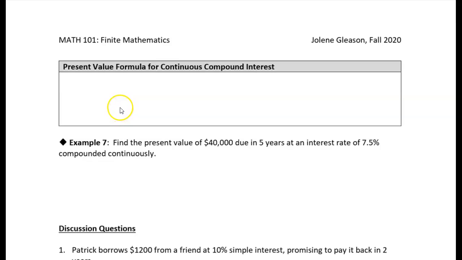All right, so we can also find present value for continuously compounded interest, right? So we had the formula that A is equal to P e to the RT. Now, if we rearrange that by just dividing both sides by e to the RT, those cancel, and we end up with the formula for P. So we solve for P. P is equal to A over e to the RT, which we can rewrite as P is equal to A e to the minus RT.